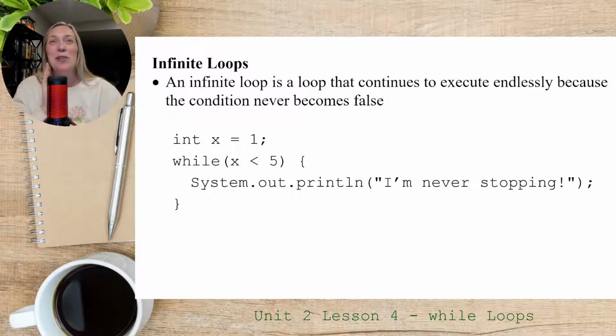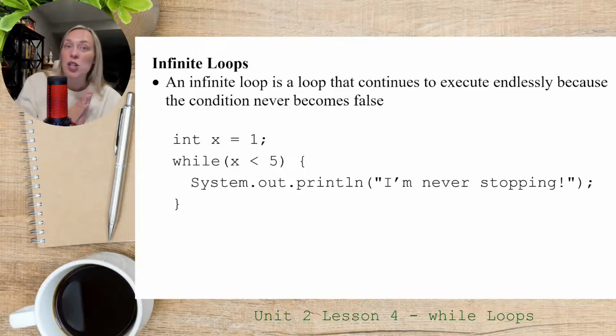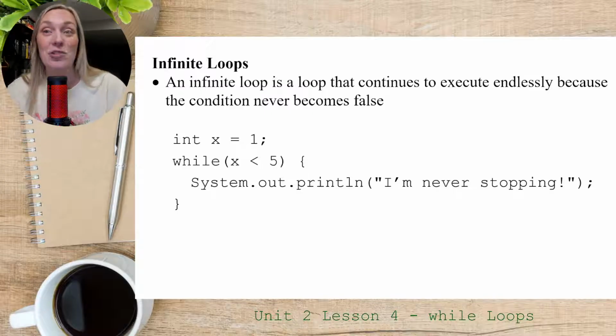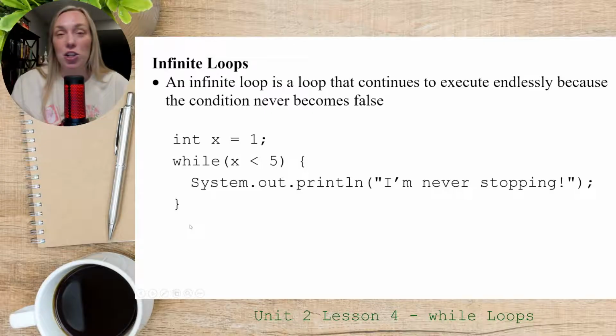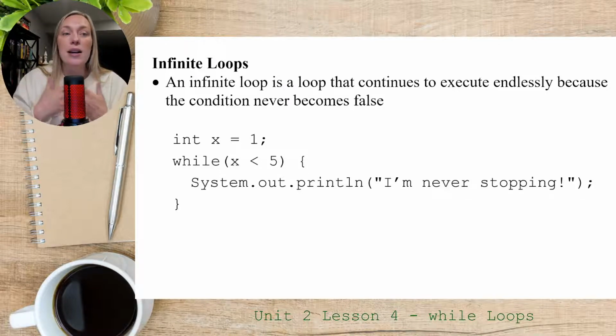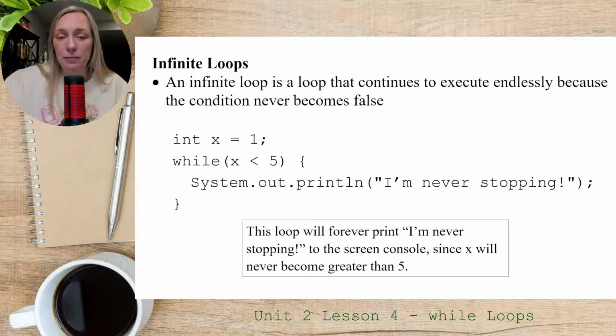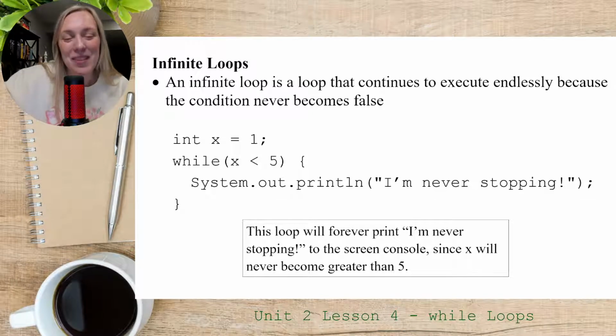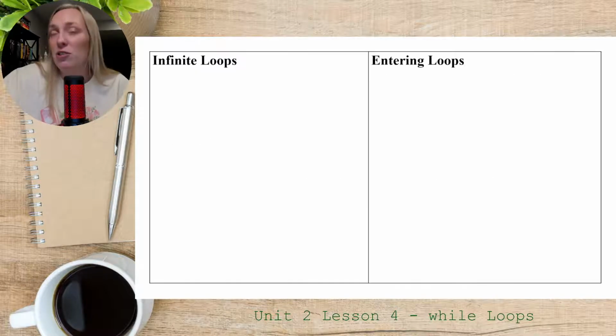Okay. Some IDEs can end the program eloquently. You can just click stop and it'll end it. Some IDEs, or if you're running through your console, it'll actually cause a crash to happen. Because you can see in there that x is always going to be less than 5. There's nothing inside that loop that changes the value of x. X is always going to be less than 5. So it's going to print I am never stopping to the console forever, since x never becomes greater than 5.